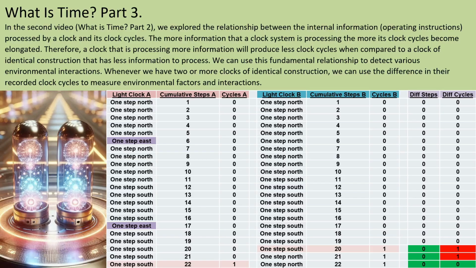Whenever we have two or more clocks of identical construction, we can use the difference in their recorded clock cycles to measure environmental factors and interactions. And this chart is just to remind us that moving clocks run slow. Light clock A was moving, and it takes 22 steps to produce one clock cycle, and light clock B was at rest, and it only takes 20 steps to produce one clock cycle. And the difference between these clocks is only the acceleration experienced by clock A, which creates a variance. And that variance we're going to use to help us detect environmental interactions.